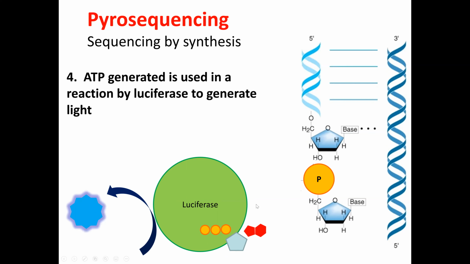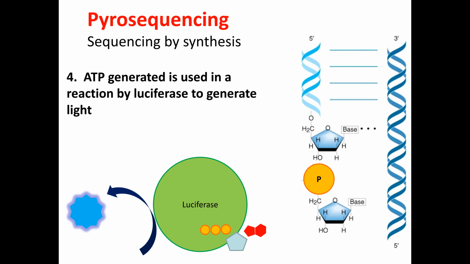So basically, we're asking, I added a bunch of A's. Did I incorporate them into the growing strand? If yes, you produce pyrophosphate, which is turned into ATP, which is used to make light. So you get light if the answer is yes. If no, we degrade them with our apyrase and you get no light. So this is a really interesting technique.